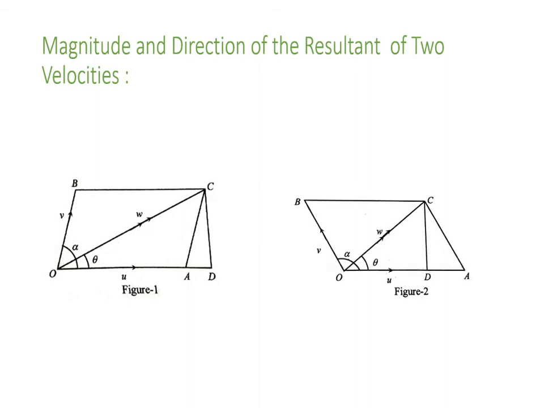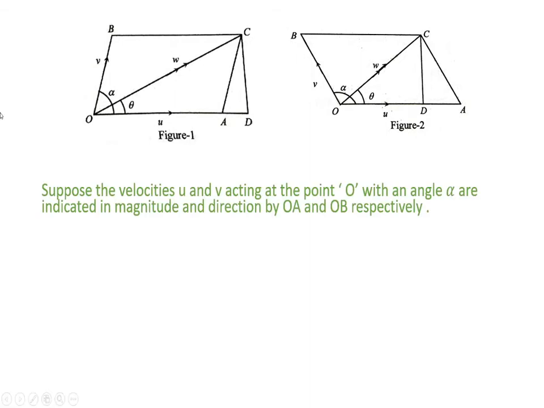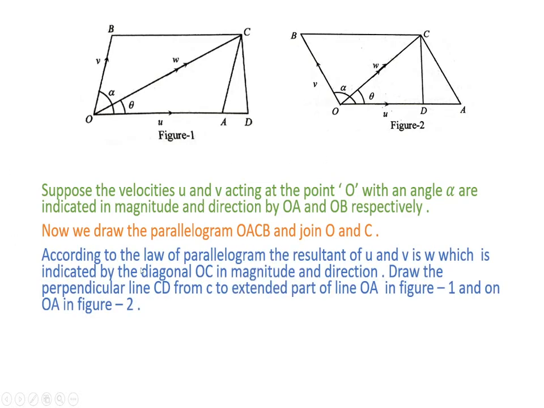Magnitude and direction of the resultant of two velocities. For this, we use two figures, figure 1 and figure 2. Now, suppose that the velocities u and v act at the point O with an angle alpha, indicated in magnitude and direction by OA and OB respectively. Now we draw the parallelogram OACB and join OC for the first figure and OC for the second figure. According to the law of parallelogram, the resultant of U and V is W, which is indicated by the diagonal OC.